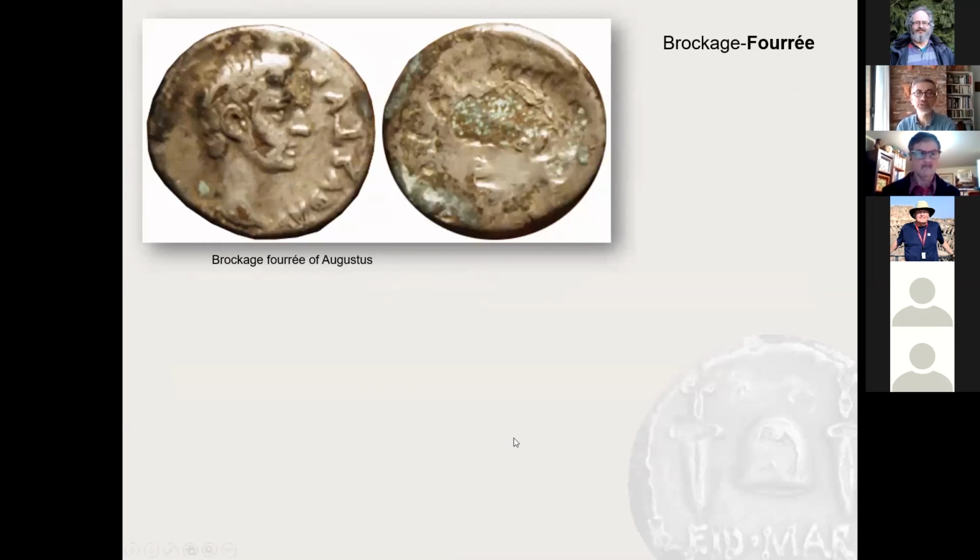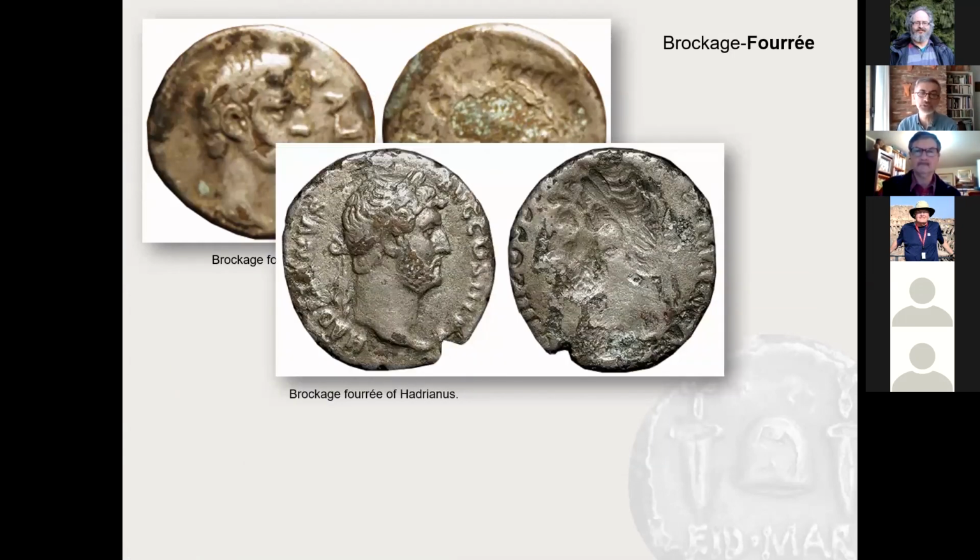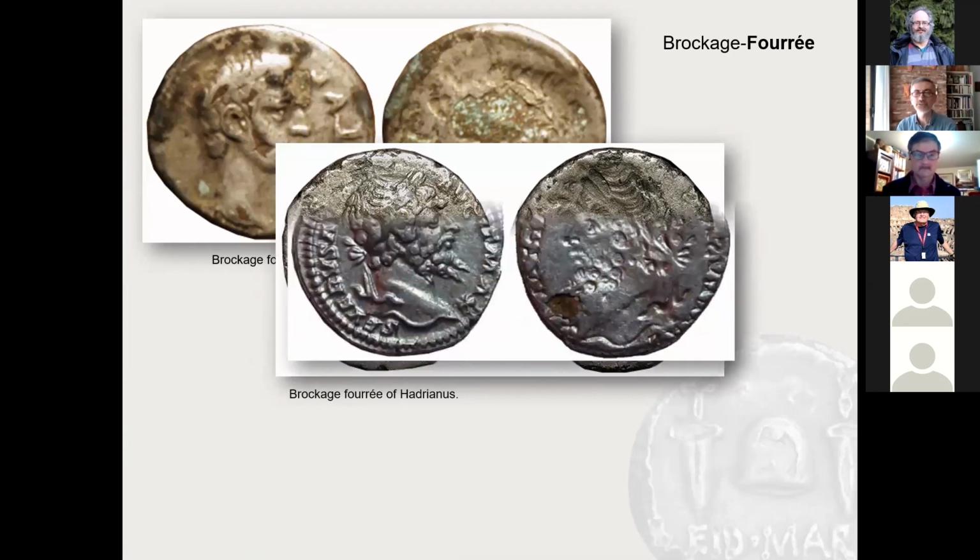And how about the brockages? Everybody knows that brockages are interesting, and they are mint mistakes, right? The minted coin sticks to the punch, and you have the incuse of the obverse on the reverse. So they're interesting, many collectors, many researchers enjoy studying them, but even they were counterfeited.